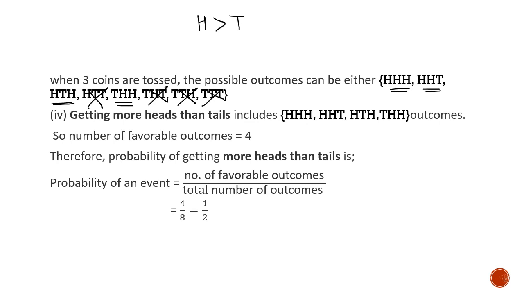Alright, so how many total do we have? We have 4 total possible outcomes for getting more heads than tails. Alright, substitute into the formula. Number of favorable outcomes is 4 divided by the total number, 8. After reducing, it is 1 by 2.